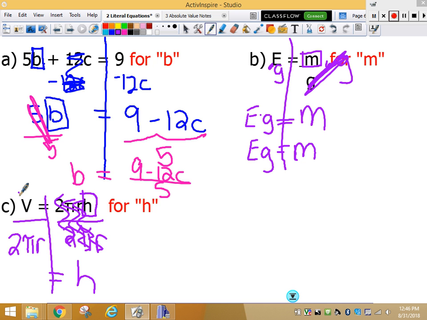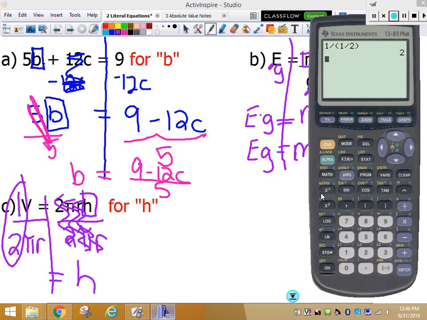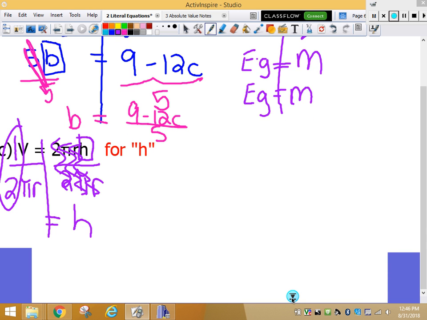Okay? Again, that V has a 1. So I'm going to divide those whole numbers. 1 divided by 2. 1 divided by 2 is 0.5. Change it to a fraction, math, enter. So I get 1/2 V divided by pi R equals h. Because remember, when you divide, it goes in the numerator. So 1/2 v divided by pi r.